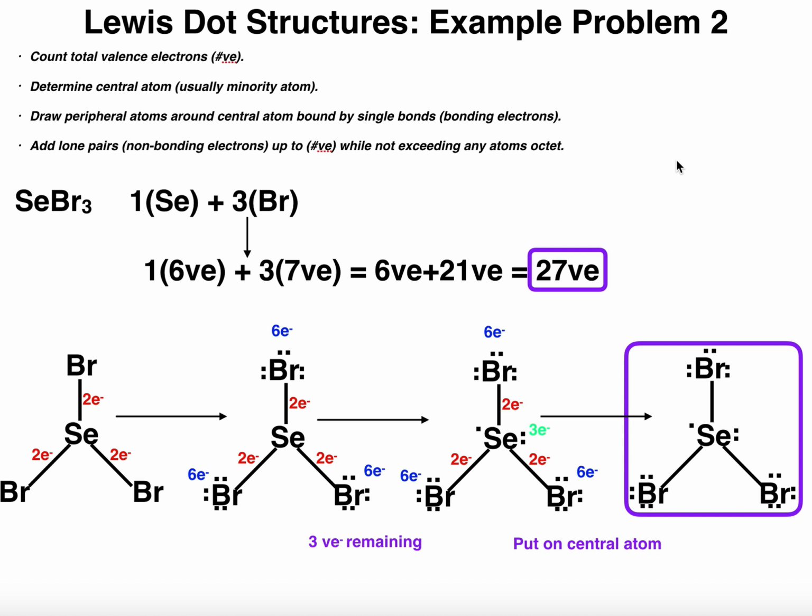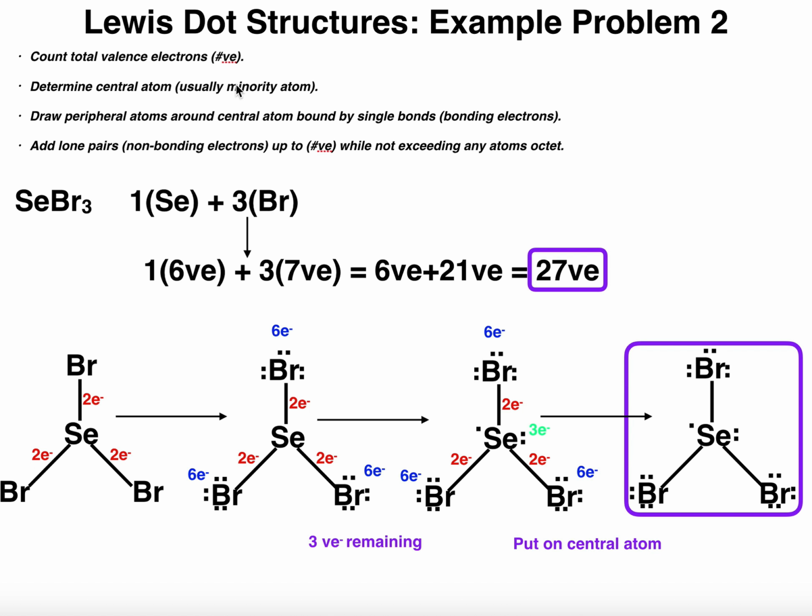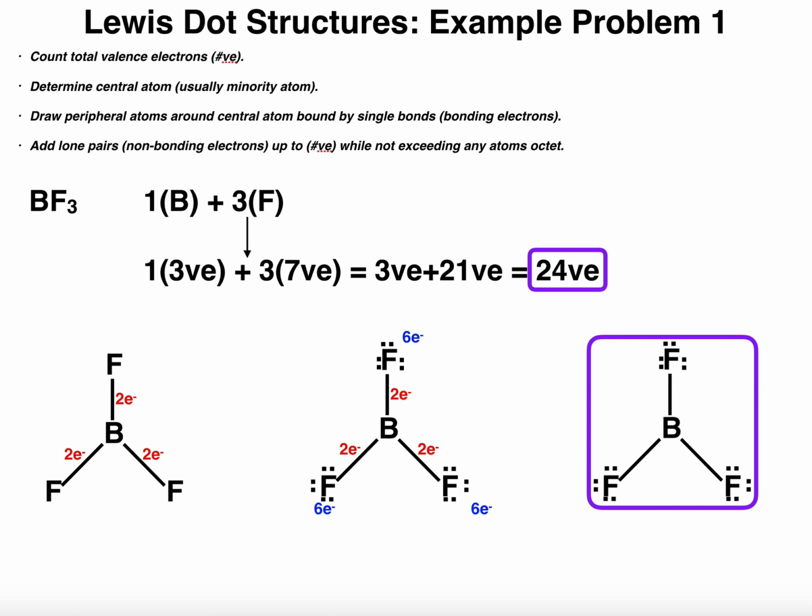In this video, we're going to do a second example of drawing a Lewis structure, given the same steps that we talked about in the previous video. And what we're going to see in this case is after we do this fourth step where we add all the non-bonding electrons or lone pairs around the peripheral atoms, we're going to have some electrons left over to add. And I'll show you what we're going to do with those electrons as we go through the video. But we're going to initially follow the same steps that I outlined in the previous video.